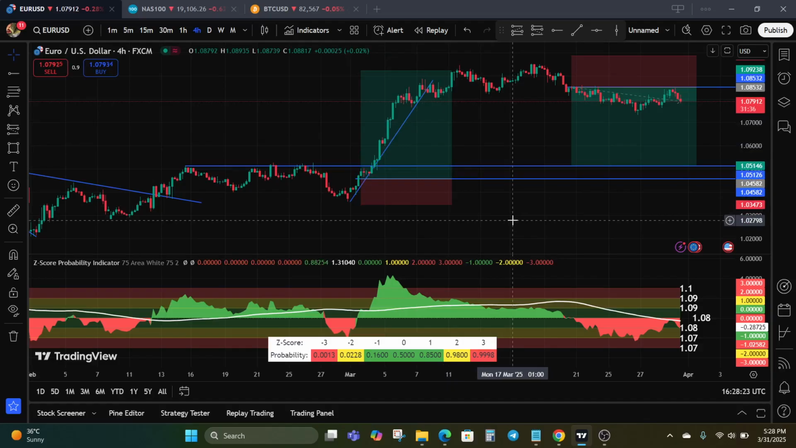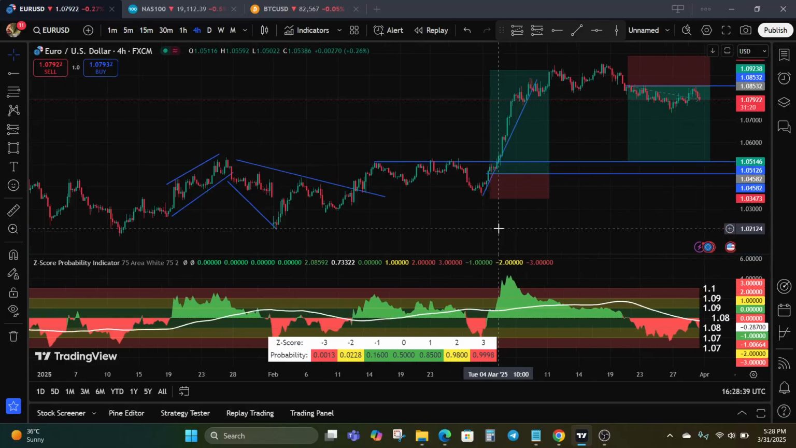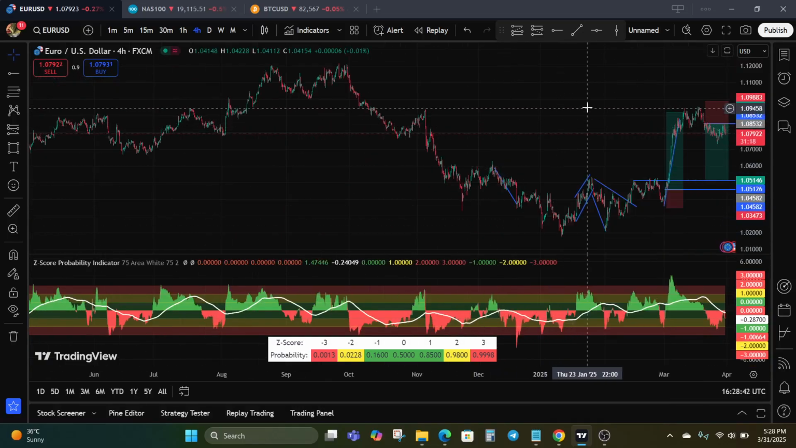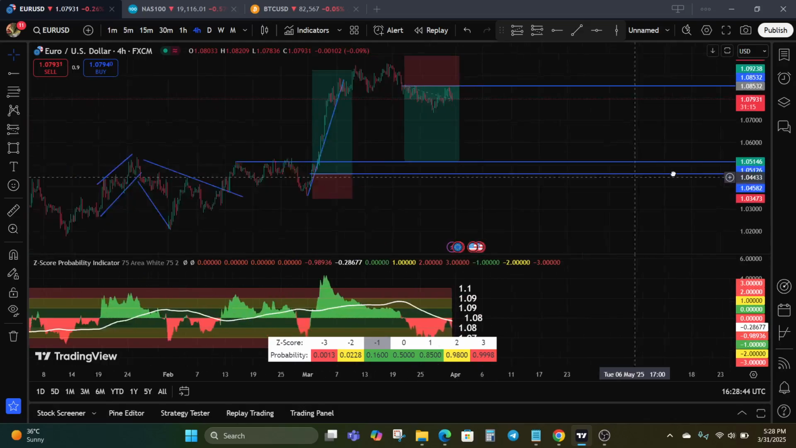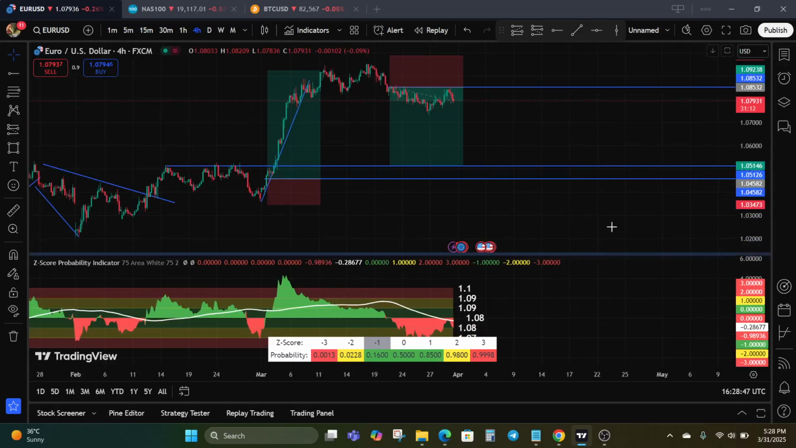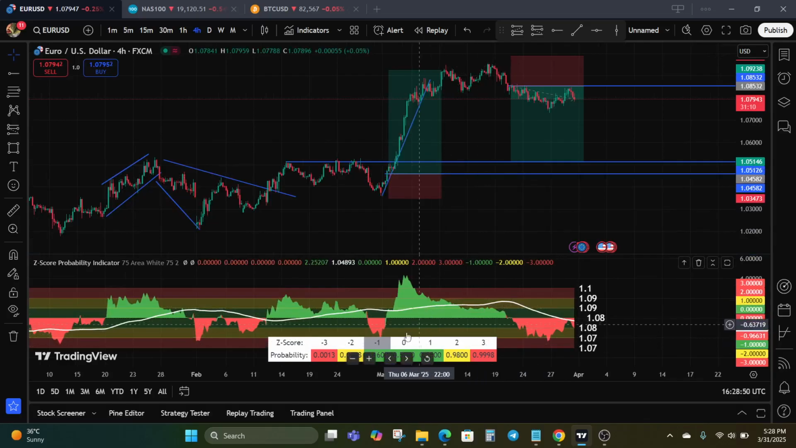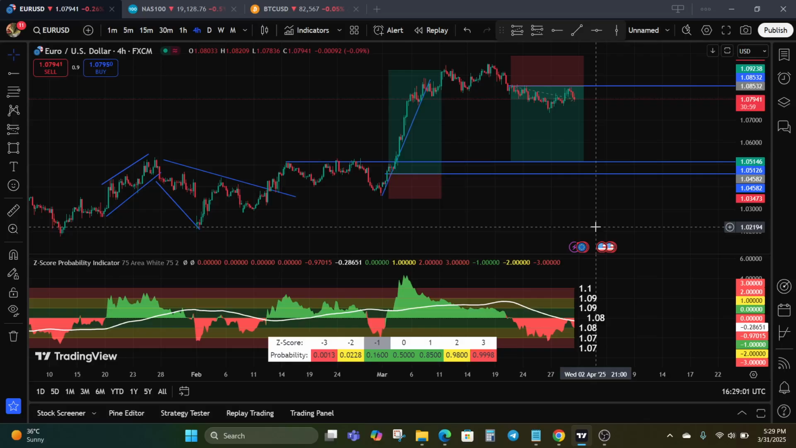So the Z-score probability indicator is an effective indicator for traders who want to stay on the right side of the market. Instead of guessing trends, you can use this statistical approach to trade with confidence. You can see that the indicator is quite straightforward. It's beginner friendly. It's easy to use. All you have to do is pay attention to the positioning of the Z score indicator, whether it's in positive territory or negative territory. Pay attention to your price action confirmations, and then you can also use other indicators to confirm signals.